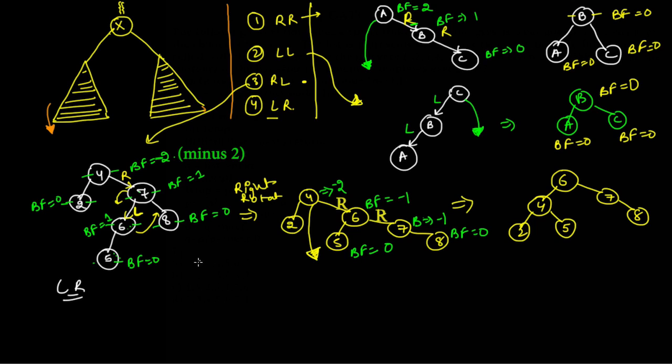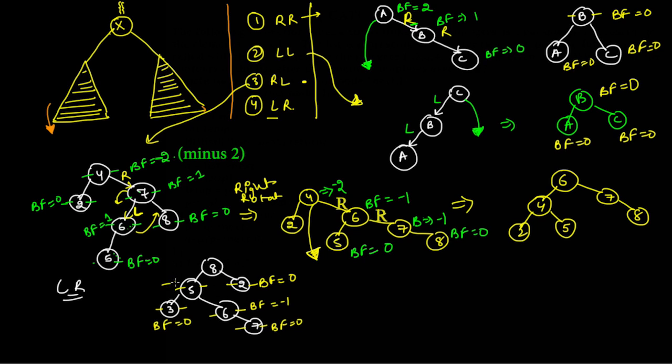So in case of left right anomaly, our tree will look something like this. Assume it is 8, it is 2, and then we are having 5, here we are having 6, here we are having 7, and here we are having 3. Now in this case, if you see the balance factors, the balance factor for this node is 0, the balance factor for this node is 0, the balance factor for this node is 0, and the balance factor for this node is actually -1. The balance factor for this node is -1 again, and the balance factor for this node is 2.